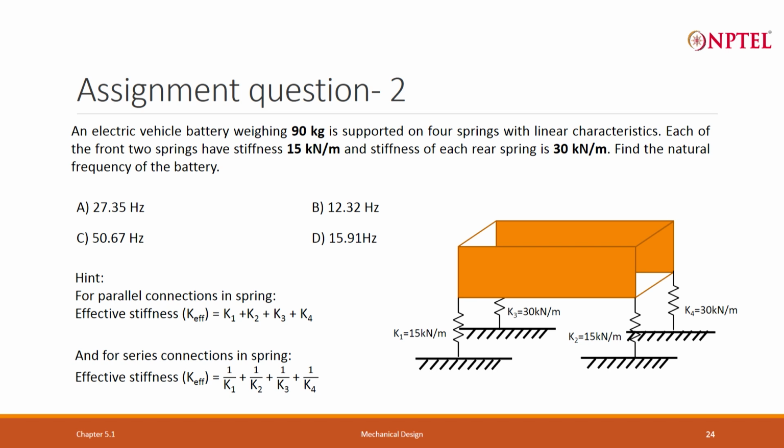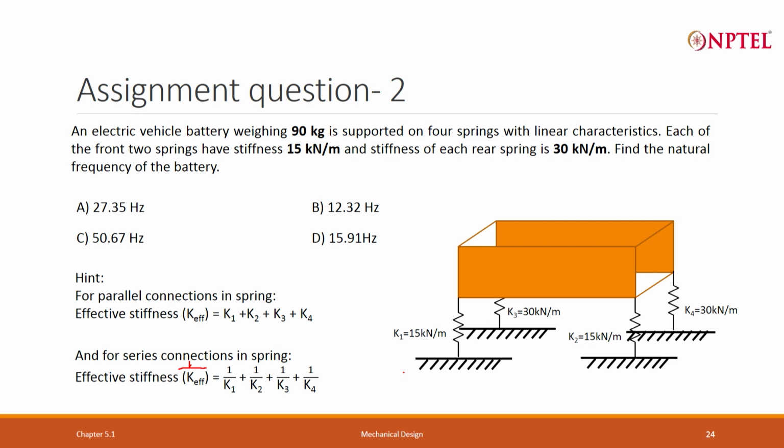So, remember again parallel and series connection of electrical resistance. Effective stiffness in parallel is nothing but the sum of the stiffnesses. Effective stiffness in series is given by 1 by K equals 1 by K1 plus 1 by K2 plus 1 by K3; here it is 1 by K.